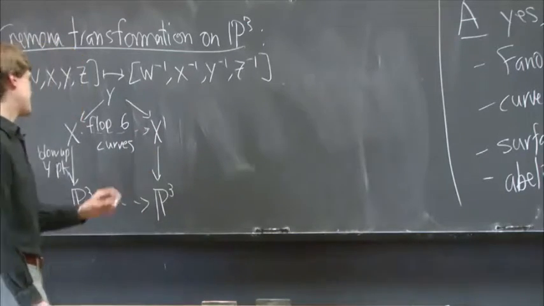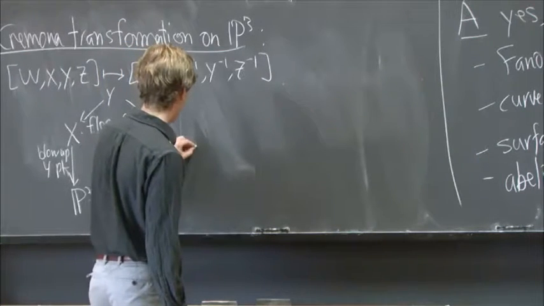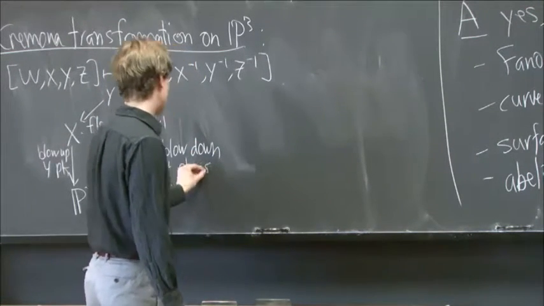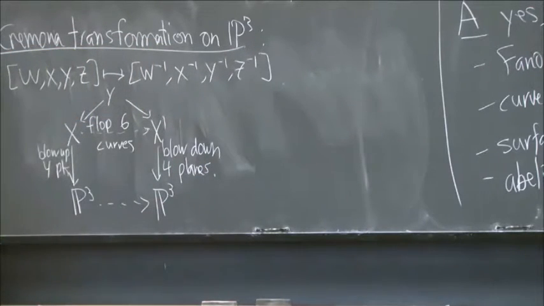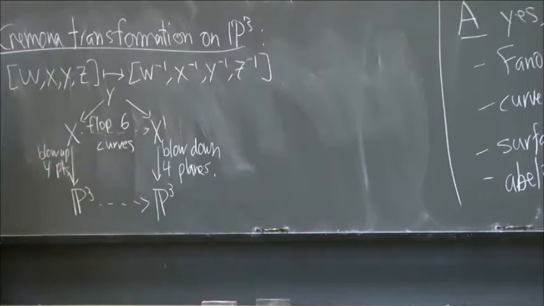But it turns out that x prime, you can now go back down to P3. And what this map does is it contracts the 4 planes that go through 3 out of the 4 points, so the 4 faces of the tetrahedron here. So you take the strict transform of a plane in P3, and once you get to x prime, you can actually contract that divisor to a point.